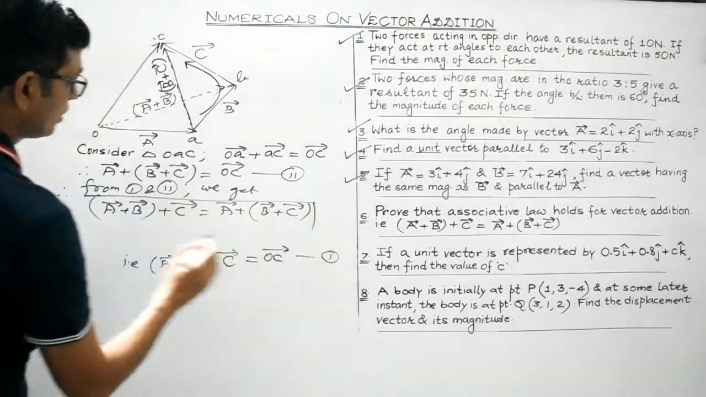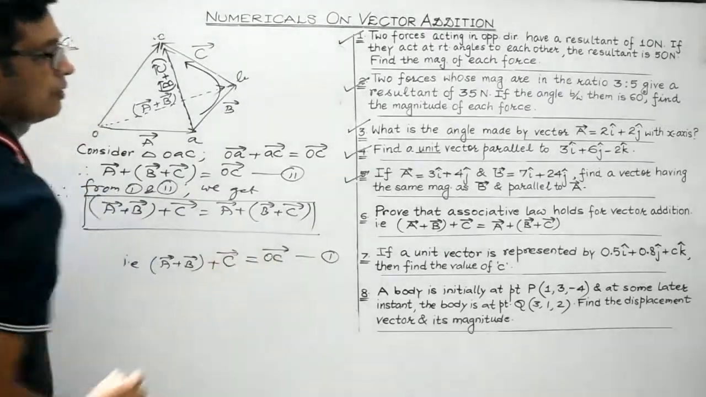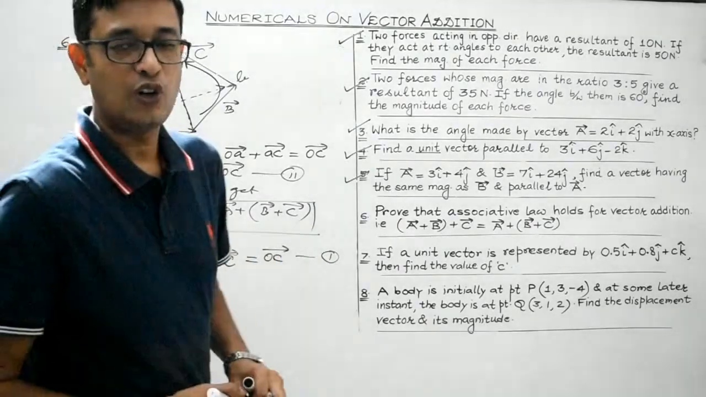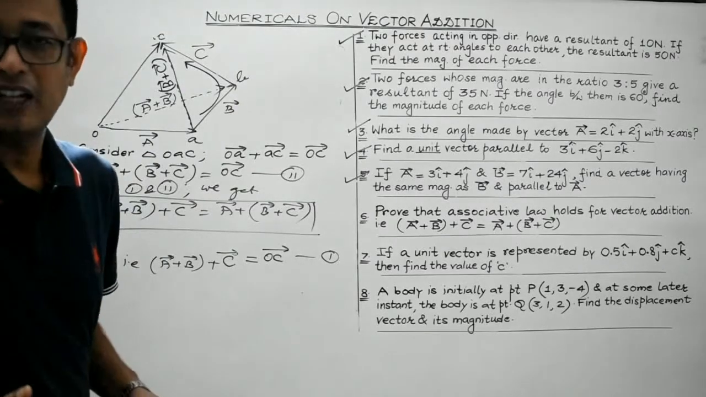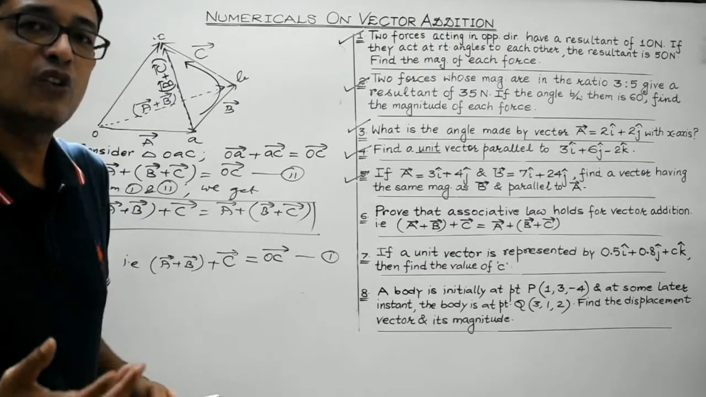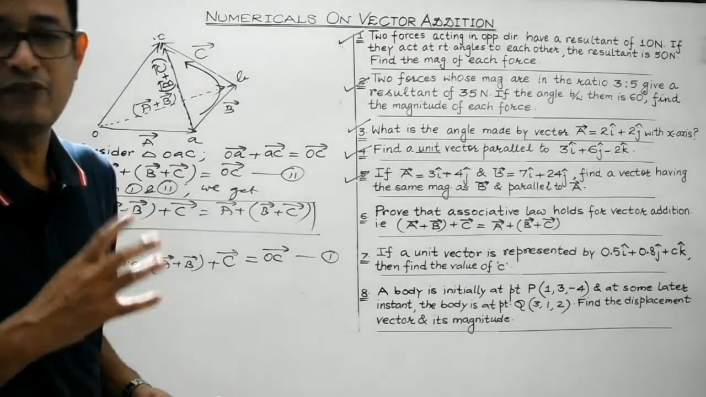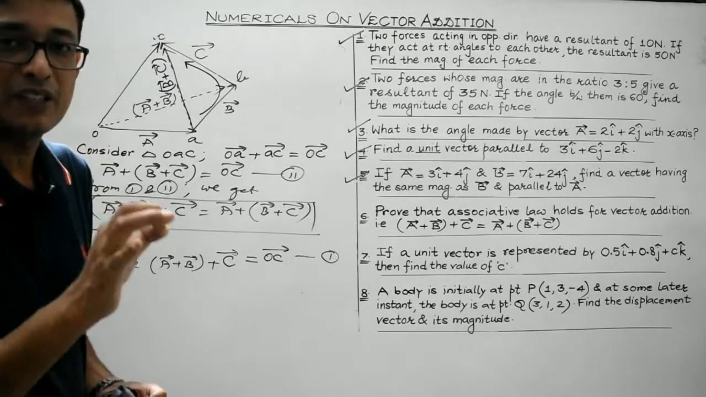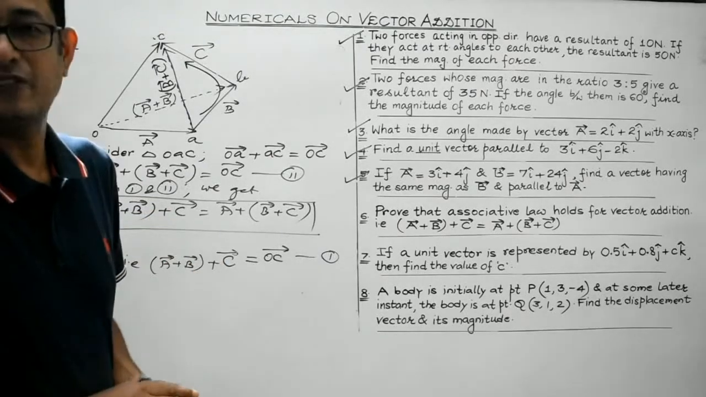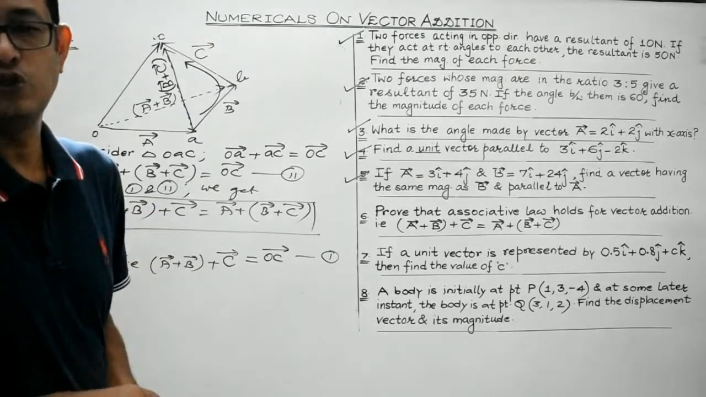So students, always remember, vector addition always obeys the associative law. And also here I must mention that vector addition also obeys the commutative law. A vector plus B vector is always equal to B vector plus A vector. That is left as an exercise for you to verify, right?